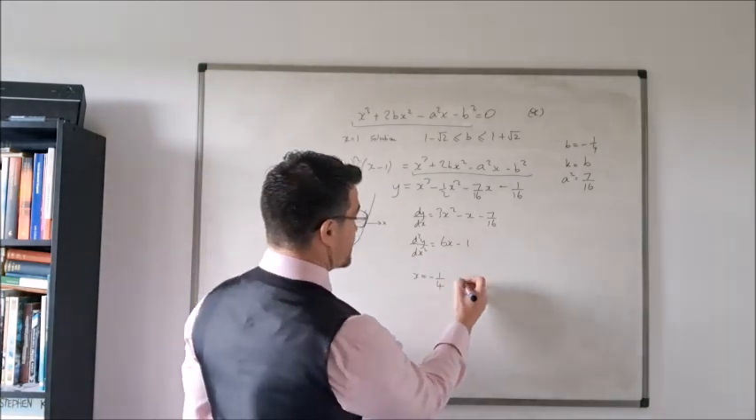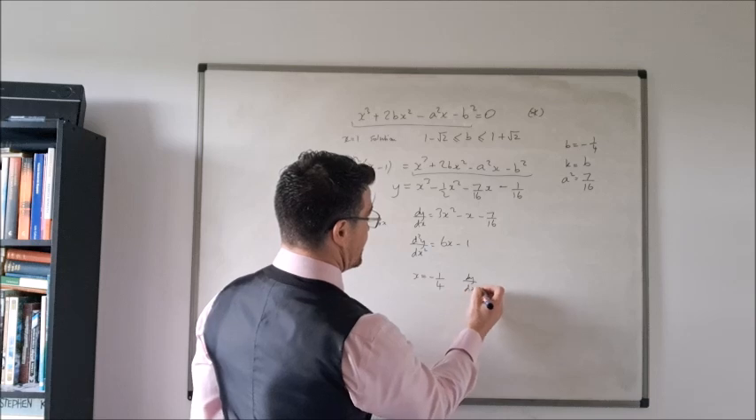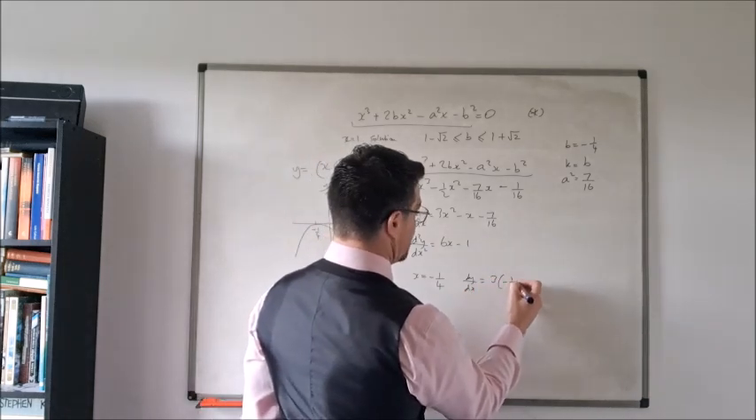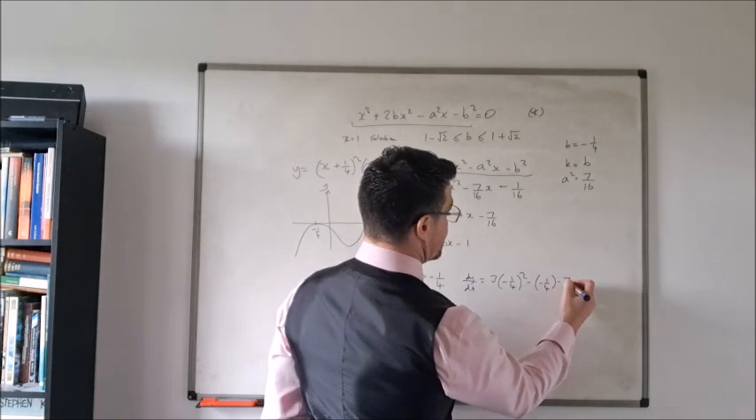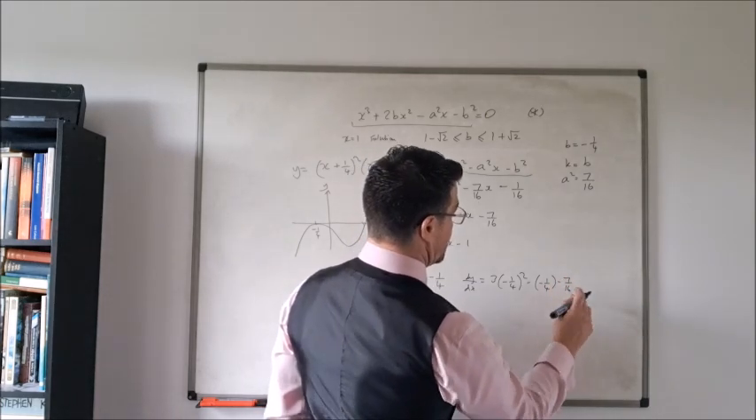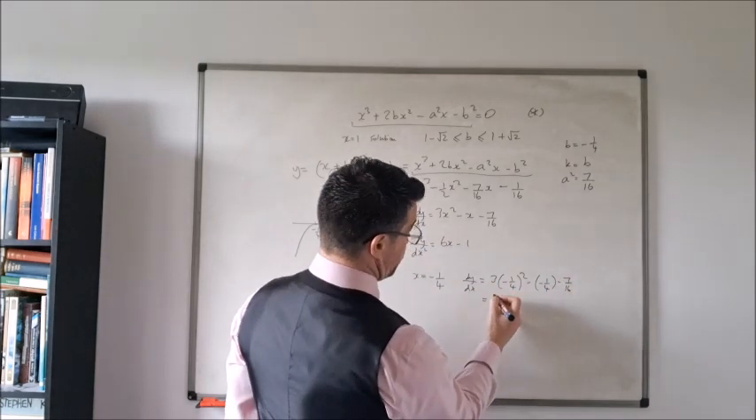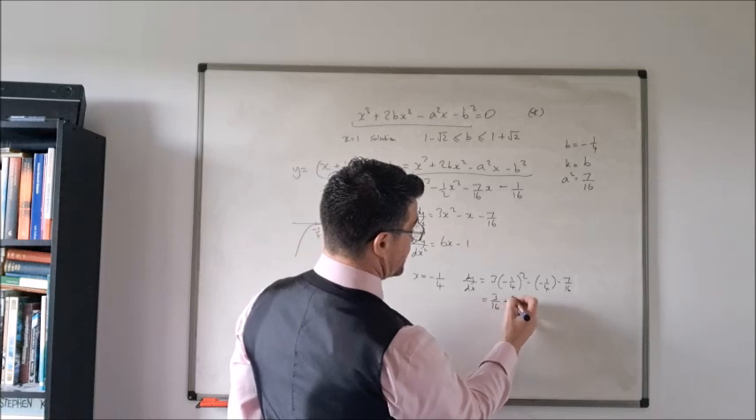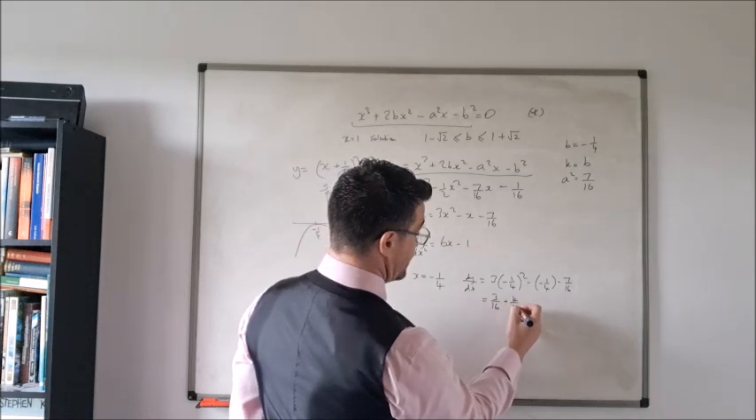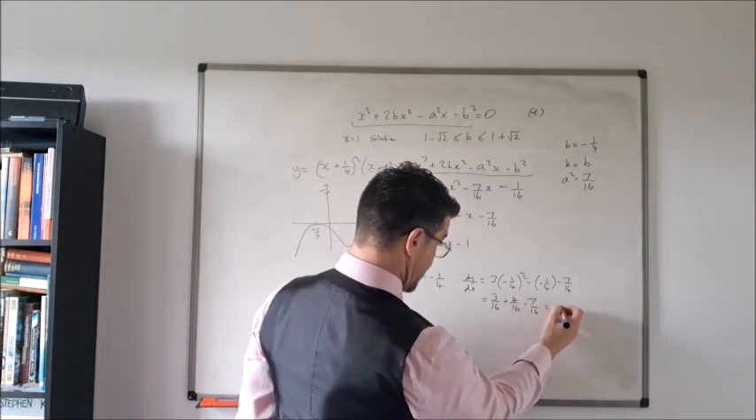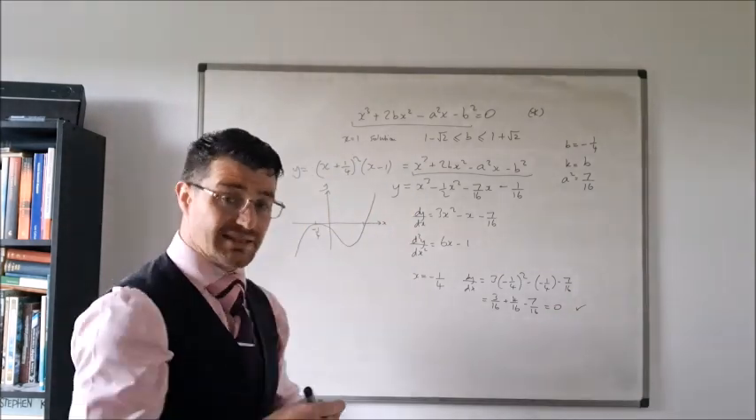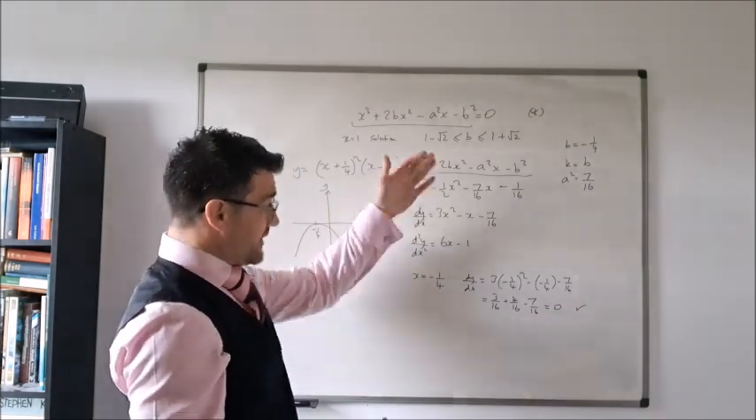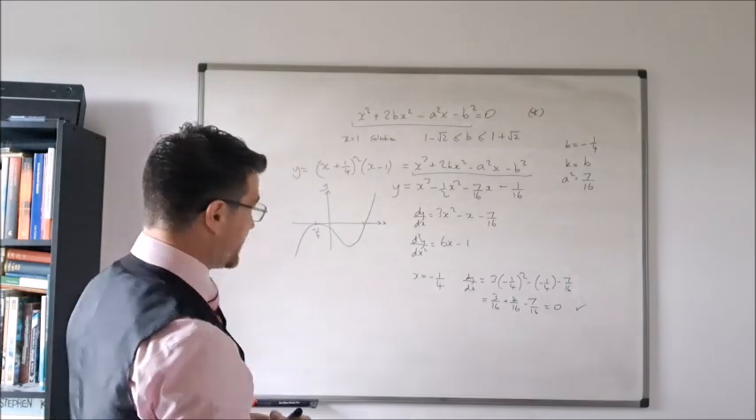Okay, so x equals minus a quarter, then dy by dx is going to equal 3 times minus a quarter squared minus a quarter minus 7/16. Oh, don't need that. Which equals 3/16 plus a quarter, which is 4/16 minus 7/16 equals 0. That's what I expected. So I at least know that the second derivative test applies at this point.